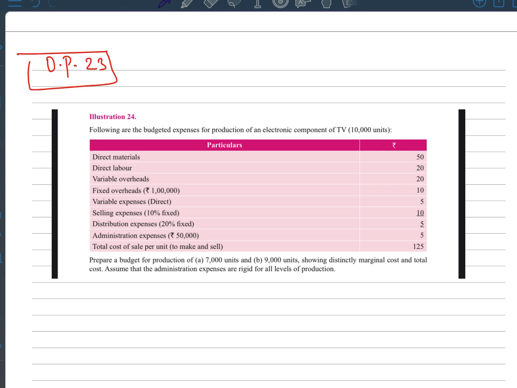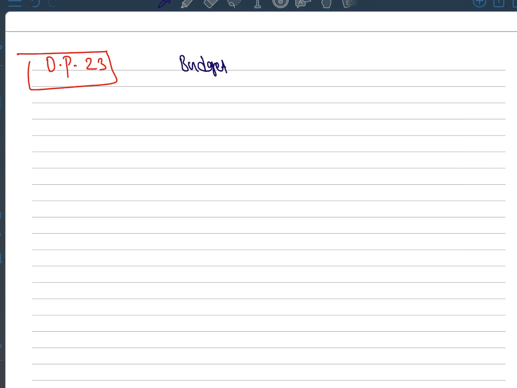As per the question, it gives the cost for producing 10,000 units. And finally, they asked to prepare a budget for 7,000, then 9,000, showing distinctly marginal cost. What is meant by marginal cost? Underline the word marginal cost, which means variable cost. Another term used for variable cost is marginal cost.